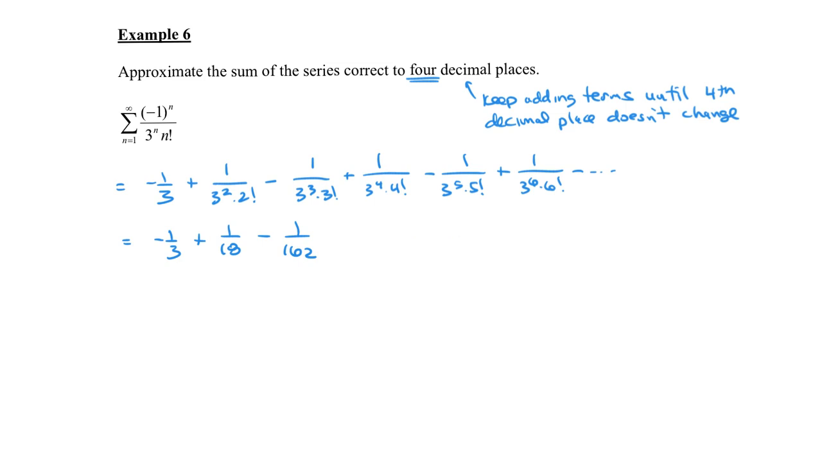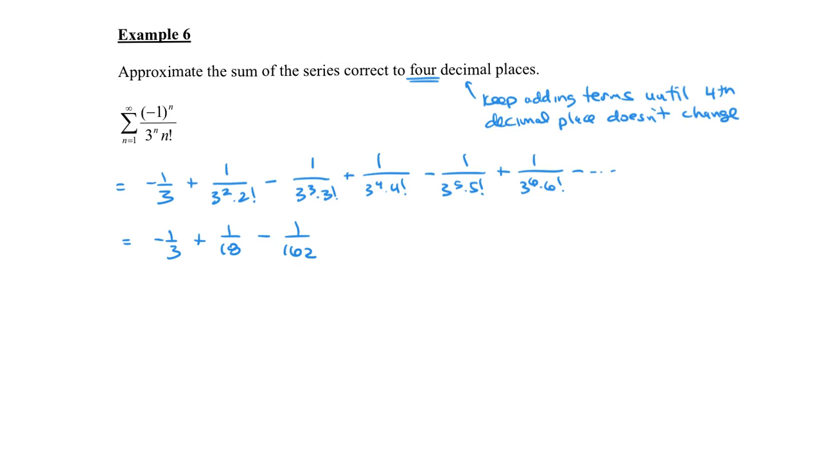So these aren't really getting super tiny yet. But I may have spoke too soon. They're starting to get tiny now. 29,160, plus 1 over 524,880. Okay, so now let's start adding these up and see what we get.